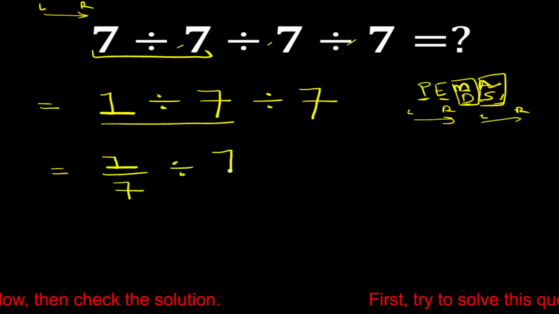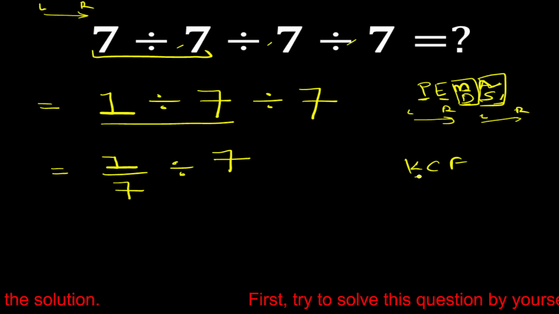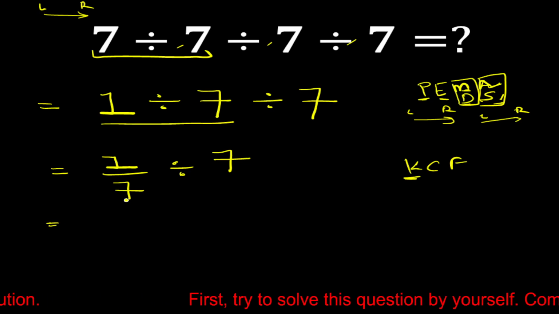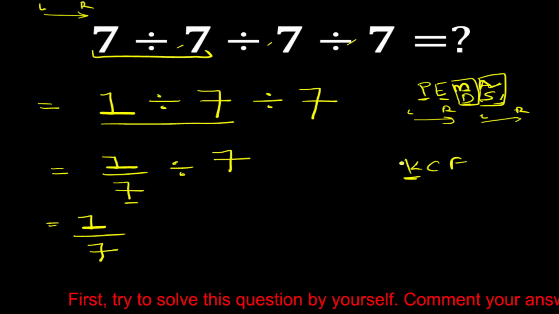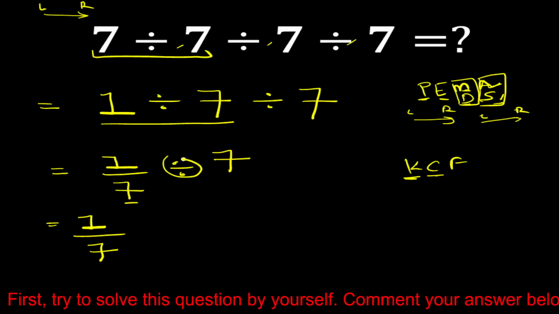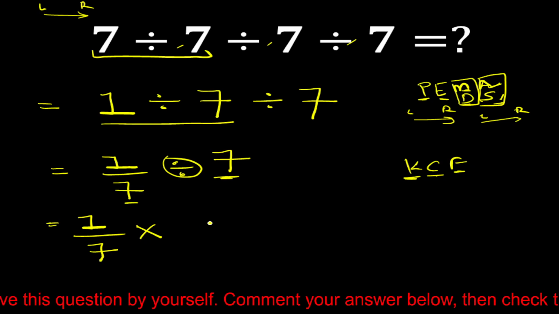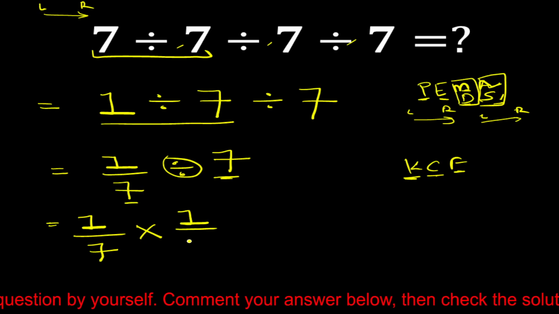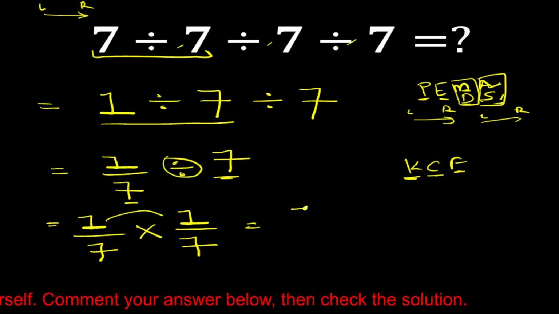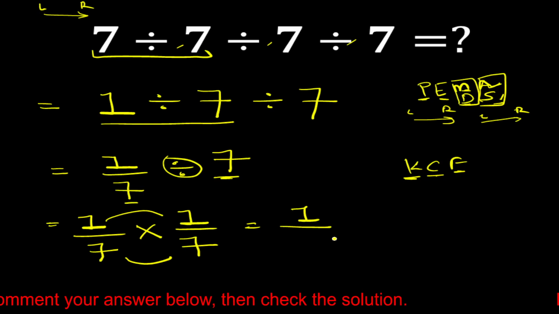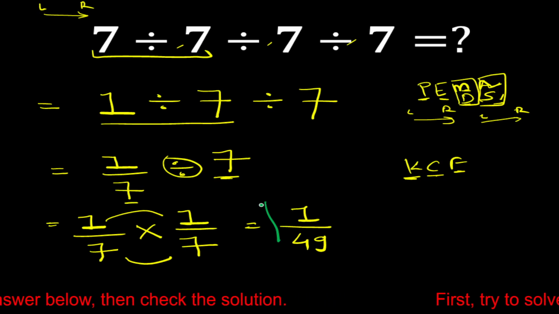Divide 7. Okay, now according to the KCF rule, K means keep this fraction 1 by 7 the same as it is. C means change this sign from division to multiplication, and F means flip this last fraction, which is equal to 1 by 7. Okay, so 1 multiply 1 is equal to 1. Now 7 multiply 7 is equal to 49. So the correct answer is 1 by 49.